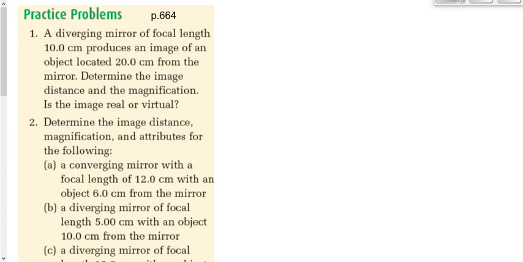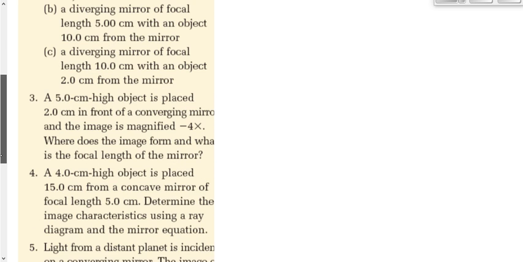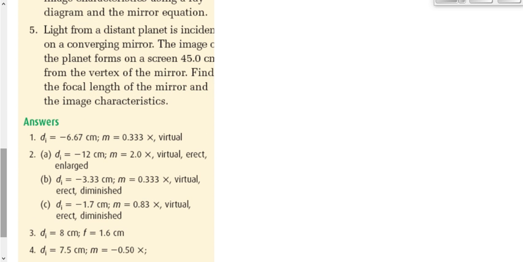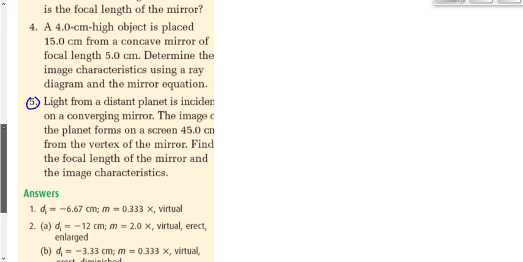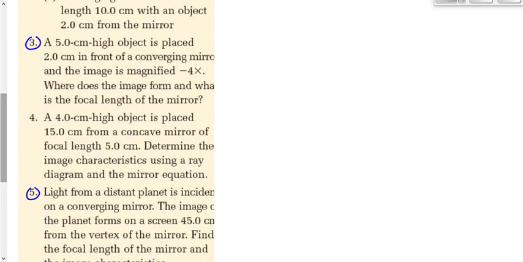We're going to take a look at our homework from last night, page 664, 1 to 5, specifically two of those questions, number 3 and number 5. Starting with number 3, it says, a 5 centimeter high object is placed 2 centimeters in front of a converging mirror. This is good news for us.